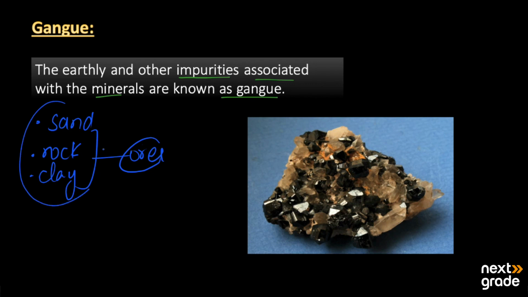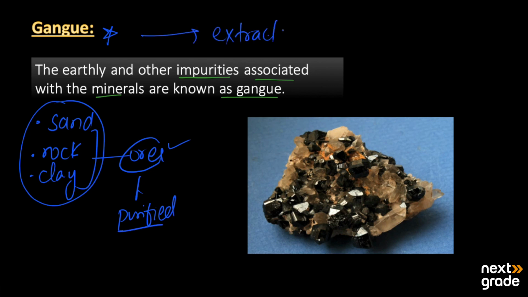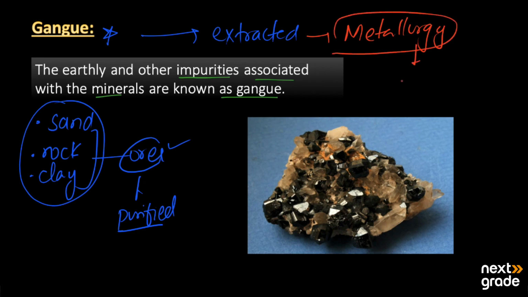All these impurities are known as the gangue, and they are separated from the ores, and then the ores are purified, or the metal is extracted. The method that we use for the extraction is known as the metallurgy process. In this method, the metals that we obtain are almost 99.9% pure and can be used in the market or in the industries for further production.